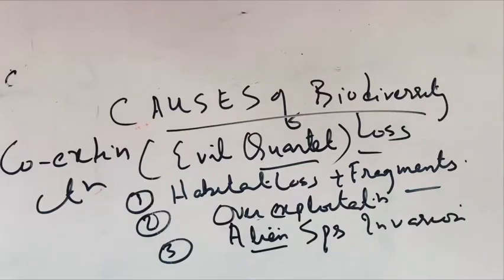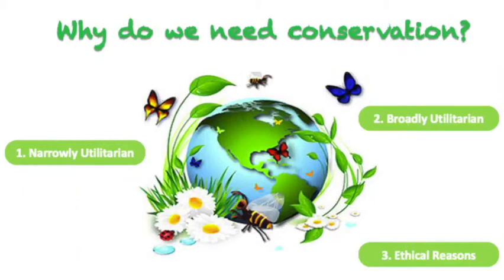So if they cannot live without one another, they co-evolve, you know. So if one dies, the other also dies. Clear? So we can find it in the plant pollinator as well as in the fish. So this is about the loss of biodiversity.